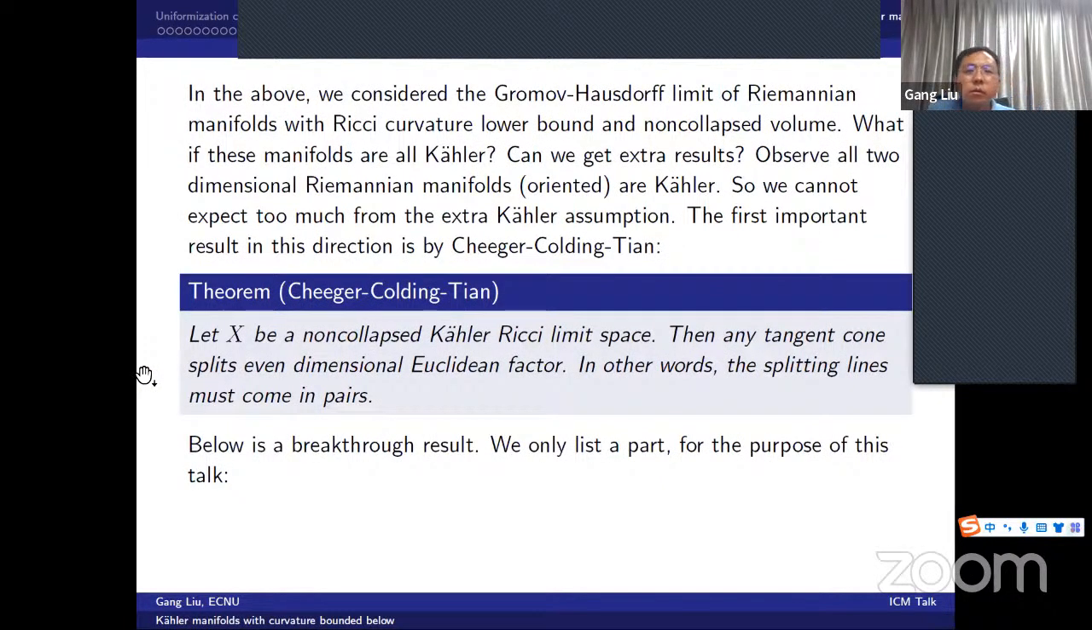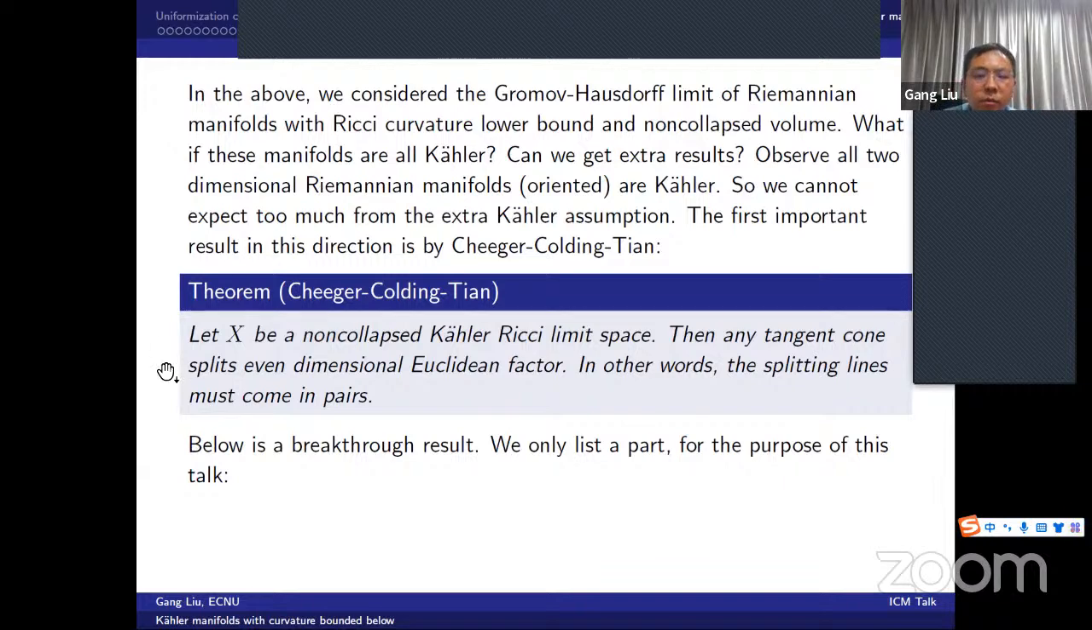So in the above, we consider the limit of Riemannian manifolds with Ricci curvature lower bound and non-collapsed volume. What if these manifolds are Kähler? So the first important result is by Cheeger, Colding, and Tian. They prove that for any Kähler-Ricci limit space, the tangent cone splits off an even dimensional Euclidean factor. In other words, the splitting lines must come in pairs.